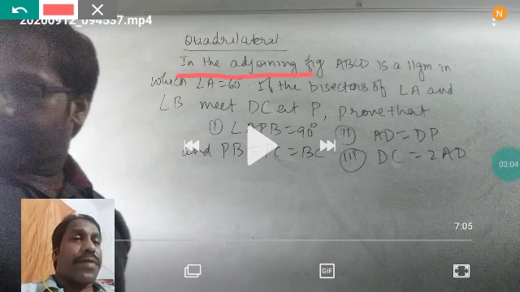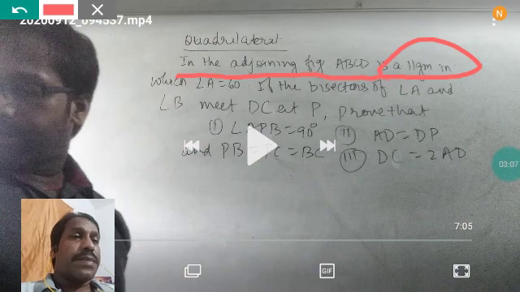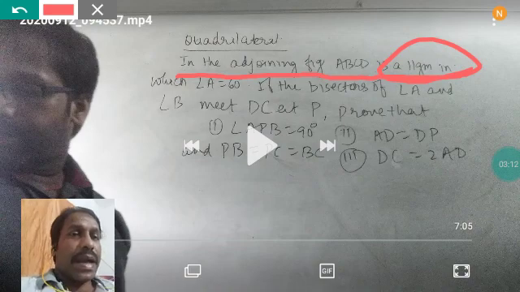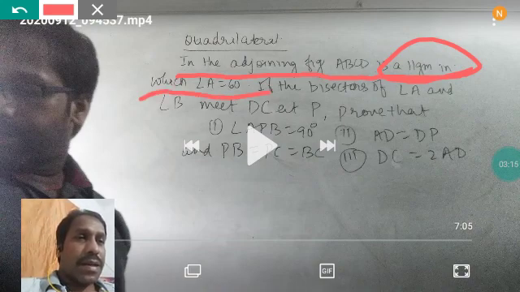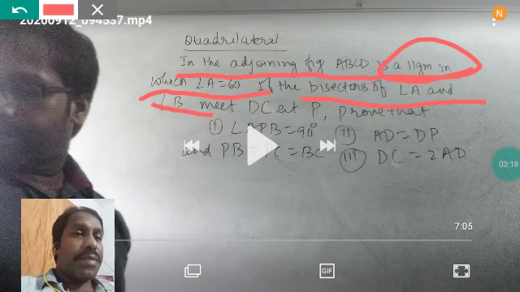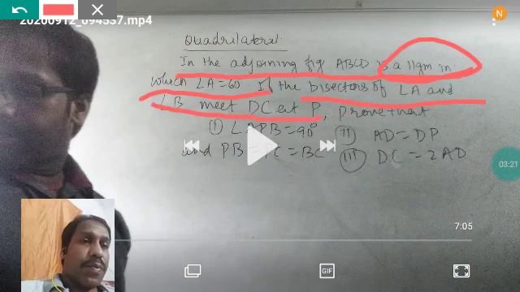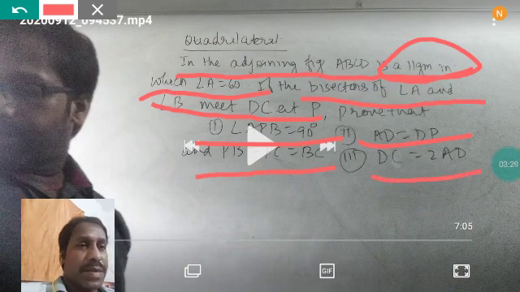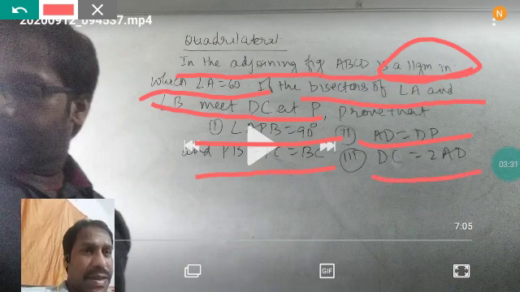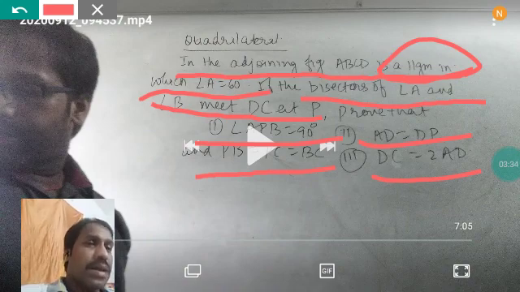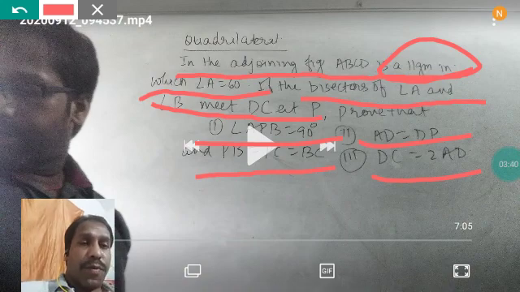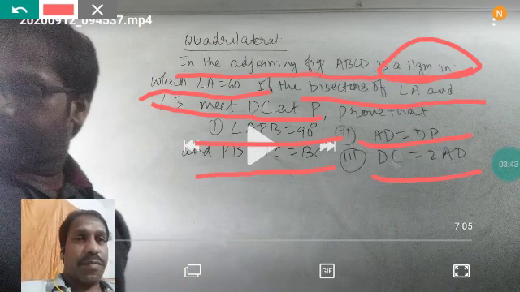In the adjoining figure, ABCD is a parallelogram. See, this is a parallelogram. That means opposite sides are equal and parallel. Opposite angles are equal. Okay, angle A is equal to 60 degrees, and the bisectors of angle A and angle B meet DC at P. We have to prove that angle APB is equal to 90 degrees, AD is equal to DP, and PB is equal to PC is equal to BC, and DC is equal to 2AD. Remember, actually there are 4 things, but they have categorized them under 3 sub parts, so we have to prove these 3 things. Let us see how it can be proved.